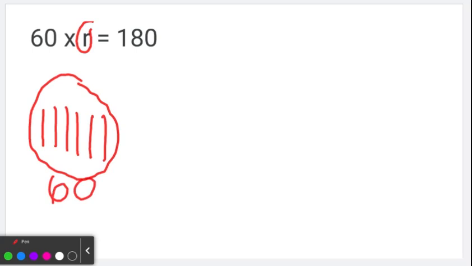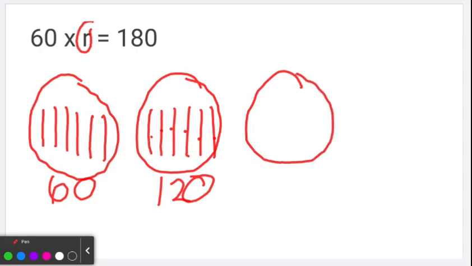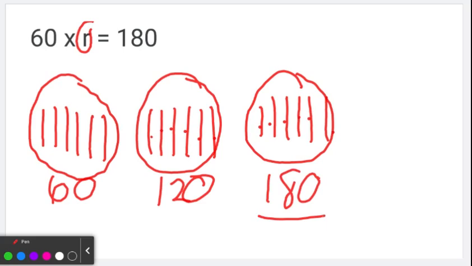Now I'm going to draw another group, and I'm going to put 6 tens in this group. That's 60 in this group, and so that means that's 70, 80, 90, 100, 110, 120. I'm going to draw another group with 6 tens. Right, so I'm at 120, 130, 140, 150, 160, 170, 180. Once I get to my product, I know I can stop.